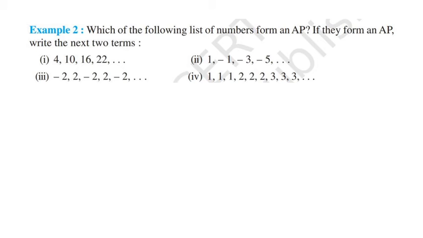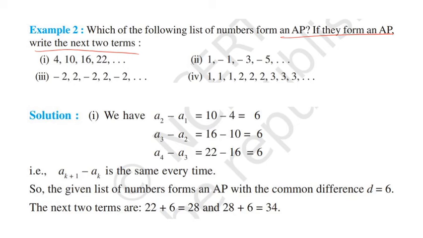Now let us look at some other examples. Let us quickly look at these examples. What we have to do is find out whether they are AP or not, and if they are AP we have to find the next two terms. The first example, here a2 minus a1, a3 minus a2, a4 minus a3 all give a common difference, and this value is 6. So this particular equation is satisfied, that is d is equal to a(k+1) minus a(k), that is satisfied.